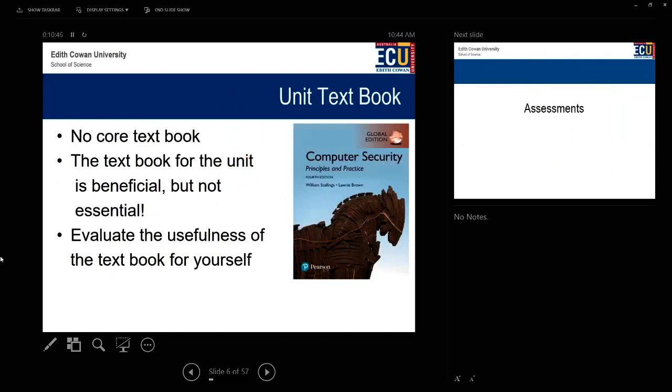There is no core textbook for this unit. There is no need to purchase a textbook. It's not mandatory. However, if you want to, this is the book that I will be referring to most of the time in this unit.